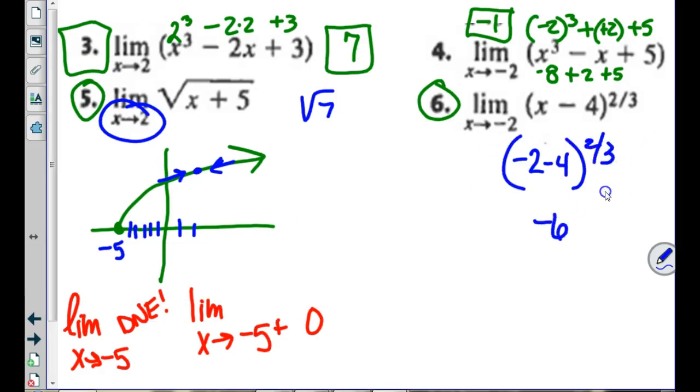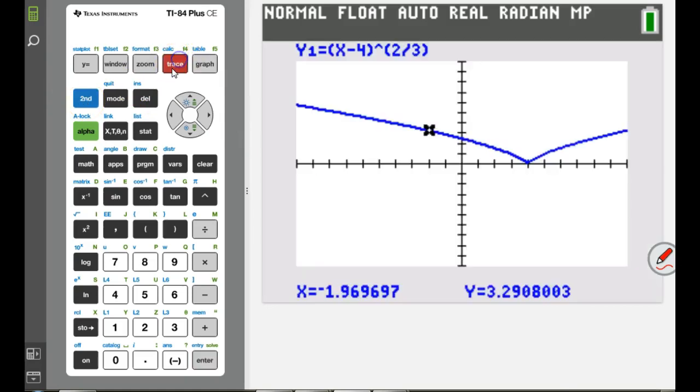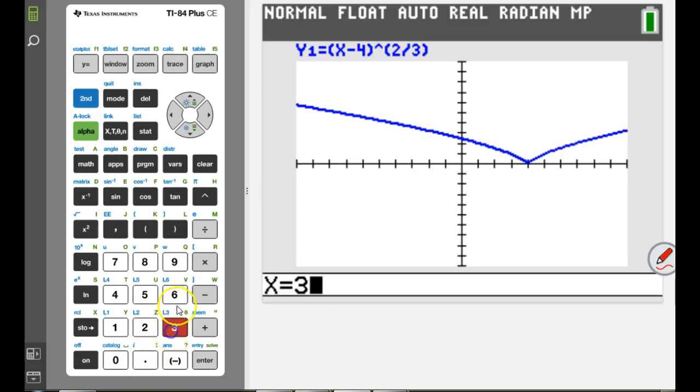Okay, anybody remember how this goes? What does to the 2/3 power do? Guys, you got to know that. What's the top number do? Squares it. So -6 squared would be 36. And the bottom number cube roots it. So I'm thinking if we go back here and put in trace, what did we have? The cube root of 36? Or 36 to the 1/3 power?